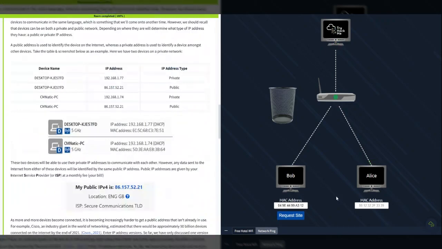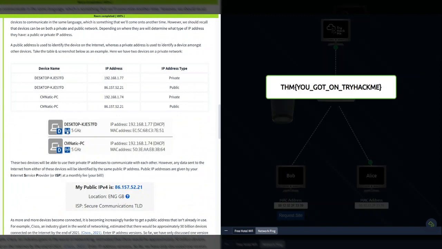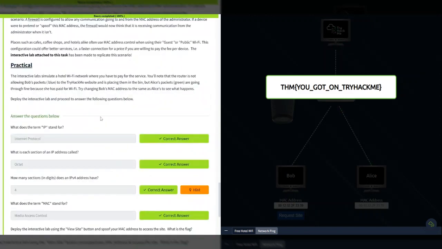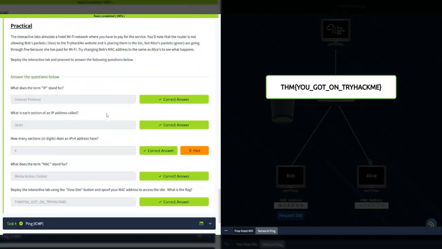Yeah, so basically Alice was connected, but Bob wasn't. So all I did was delete this, copied Alice's, and then pasted it over here. And Bob was now connected. So I really liked that exercise. It was pretty easy to understand.